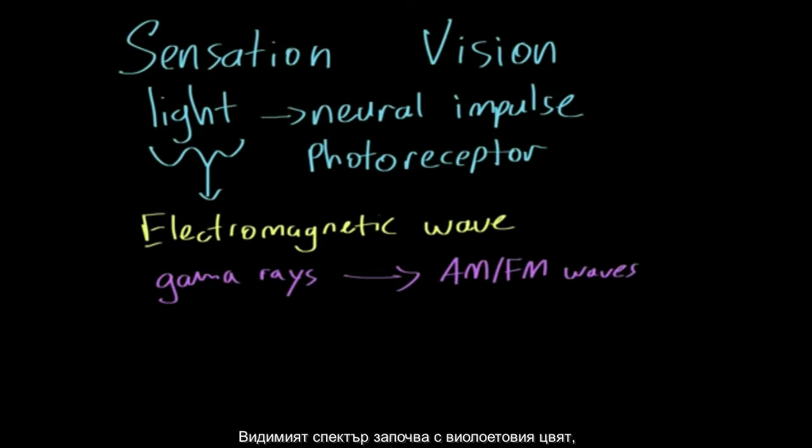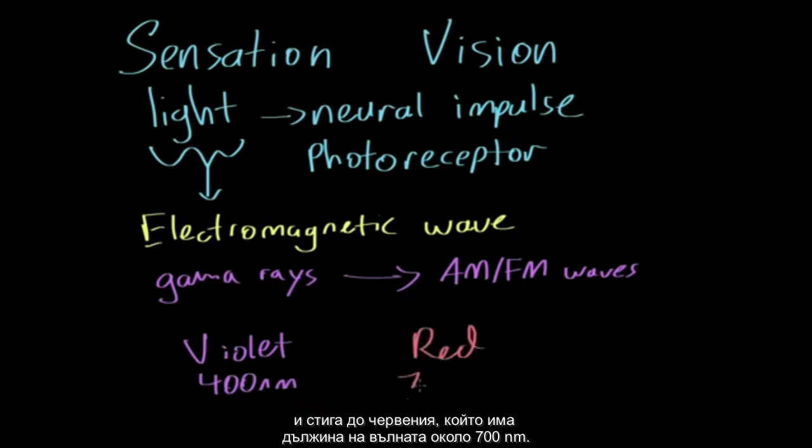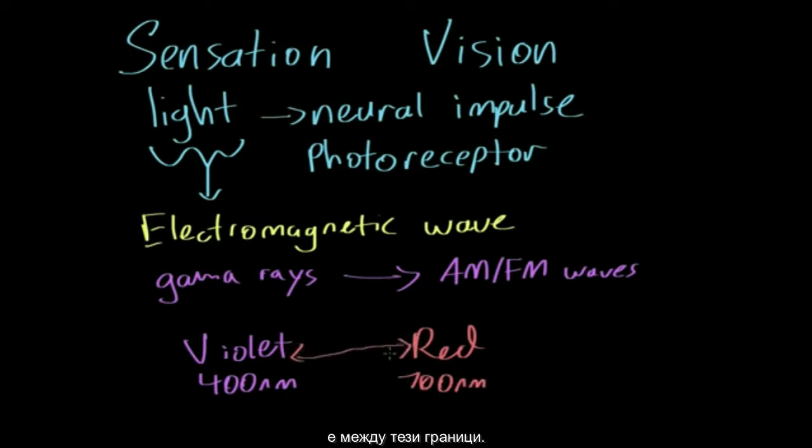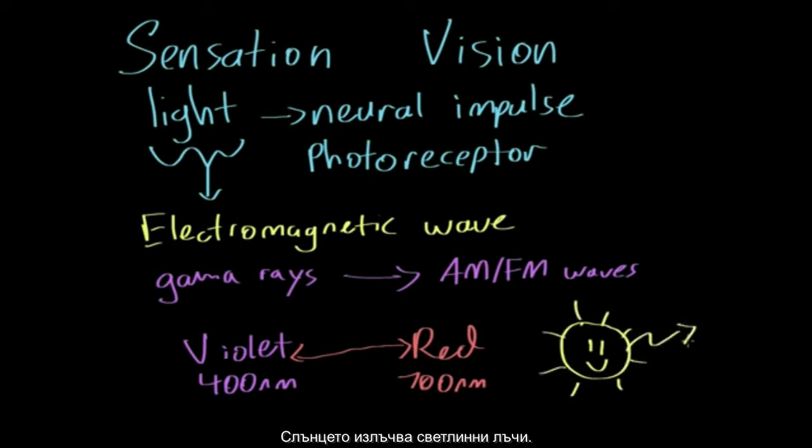It ranges from something like violet, which has a wavelength of 400 nanometers, all the way to red, which has a wavelength of 700 nanometers. So the rest of the light that we see is somewhere in the middle over here. Basically light is this electromagnetic wave that gets emitted from a bunch of different sources. One of the most common sources, the most well-known, is our friend the sun. The sun emits a bunch of light rays. These light rays come to Earth, and some of them go into our eyeballs.